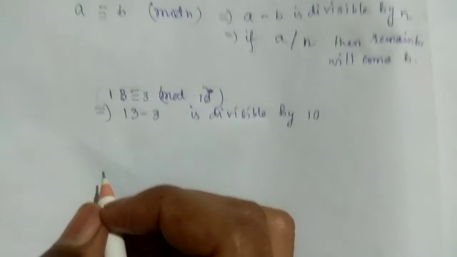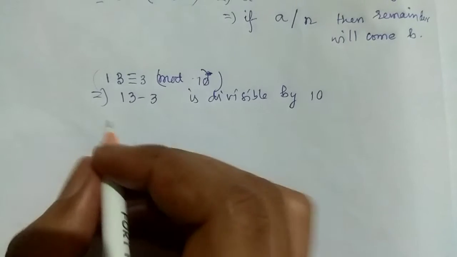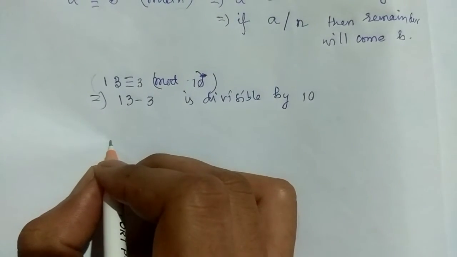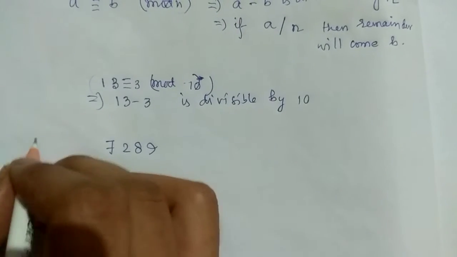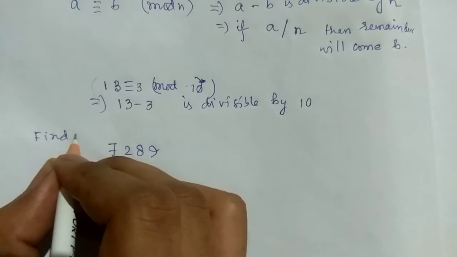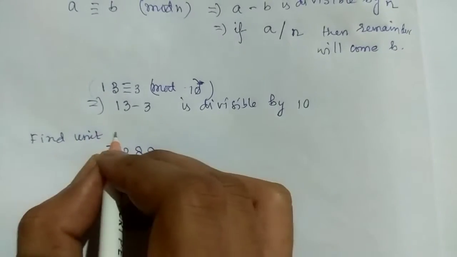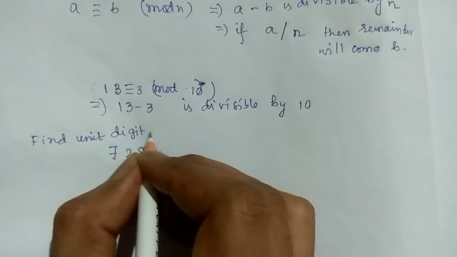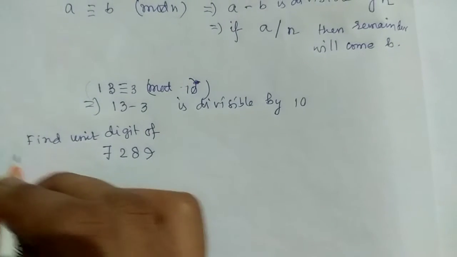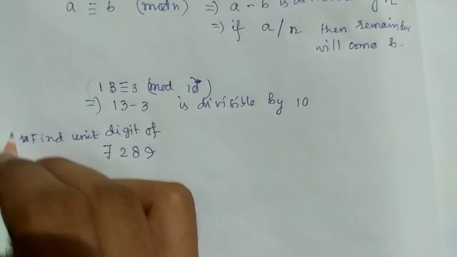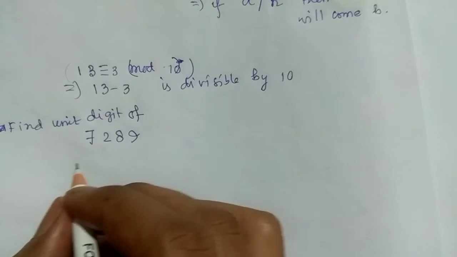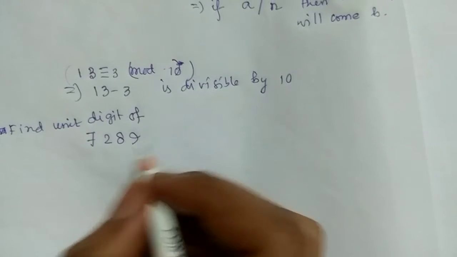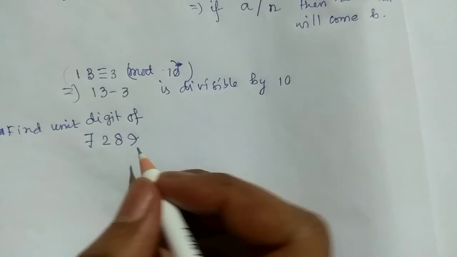Suppose we have to find the unit digit of the number 7289. It is one example. So what is the unit digit of this number? That is equal to 9. You can easily say that the unit digit of this number is 9.